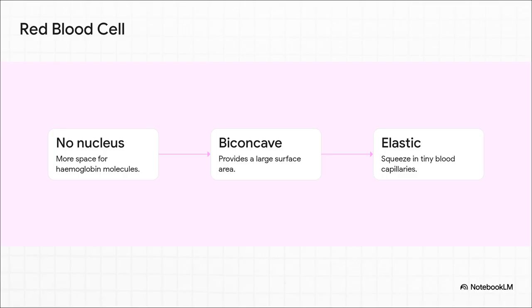Take the human red blood cell. It is totally specialized for transporting oxygen. To do this better, it has a biconcave disc shape to maximize its surface area. It has a super elastic membrane so it can squeeze through microscopic blood capillaries. But most remarkably, it actually sacrifices its own nucleus. By ditching its control center, it frees up maximum interior space to pack in hemoglobin molecules, which are the things that actually carry the oxygen.